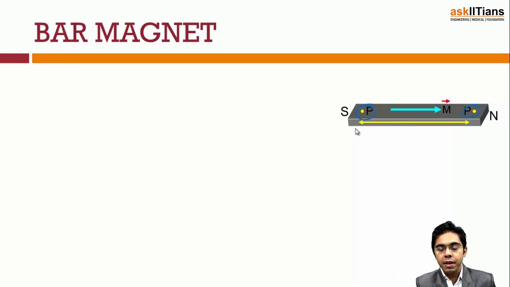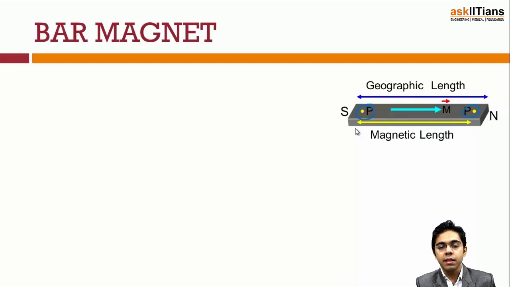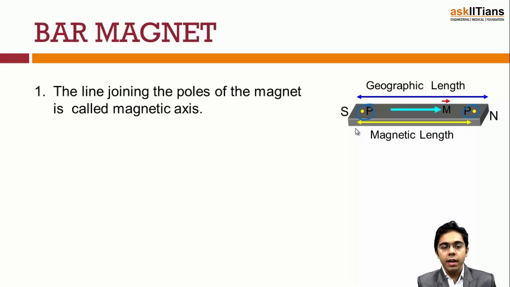After that we have the magnetic length. What is the magnetic length? It is the distance between the two poles. Then we have the geographic length. This is the complete length of the magnet. Now let's proceed. Okay, a line joining the poles of the magnet is called the magnetic axis. Now look at the diagram. If I join the poles something like this, it will act as the magnetic axis.